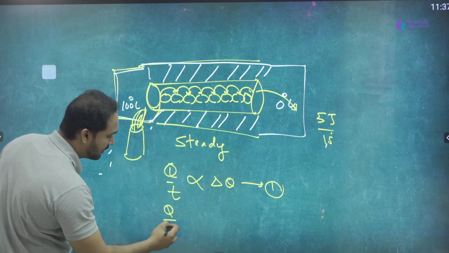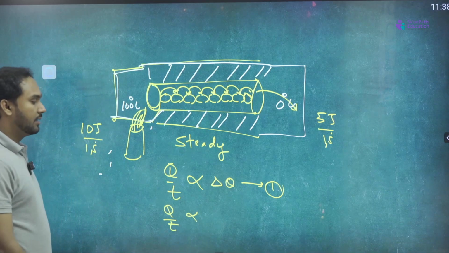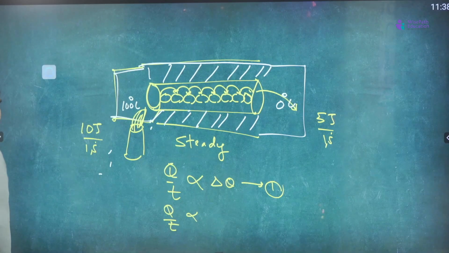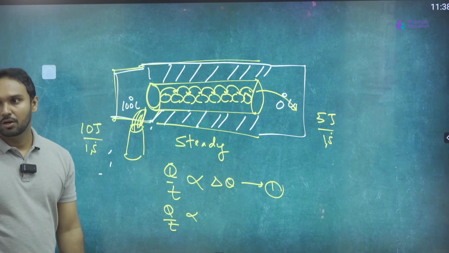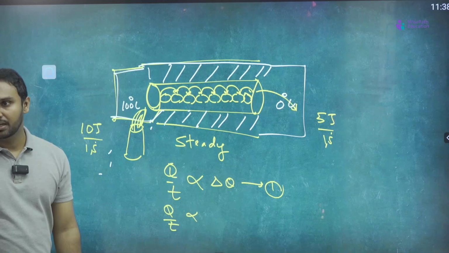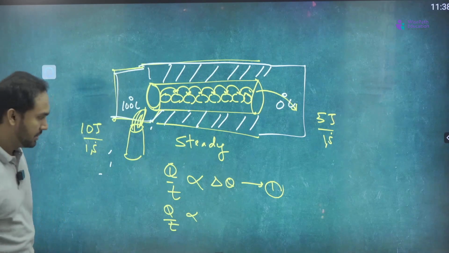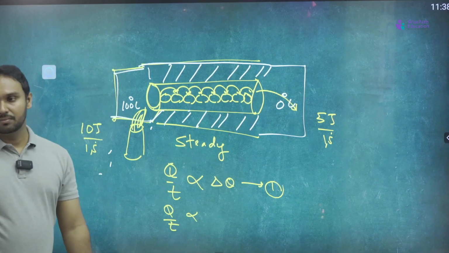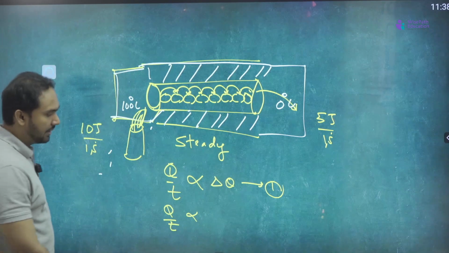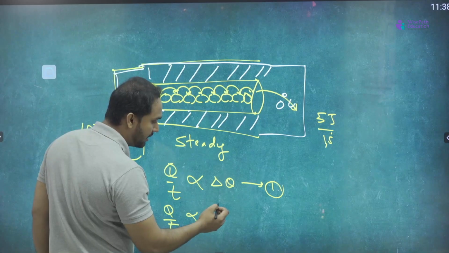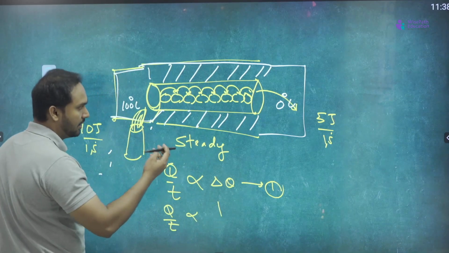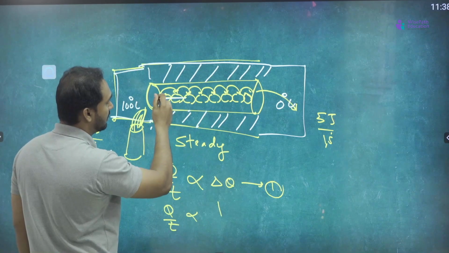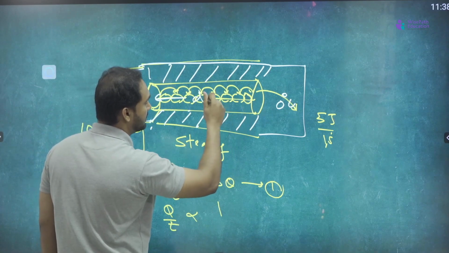The second formula is that the rate of heat flow is proportional to the length of the object. Is it directly proportional or indirectly proportional? It is indirectly proportional, because when the length is too much, I'm going to tell it next. Right? So the length is directly or indirectly? Indirectly proportional. I'll take the length of the conductor as D. Right? Length of the conductor is D.